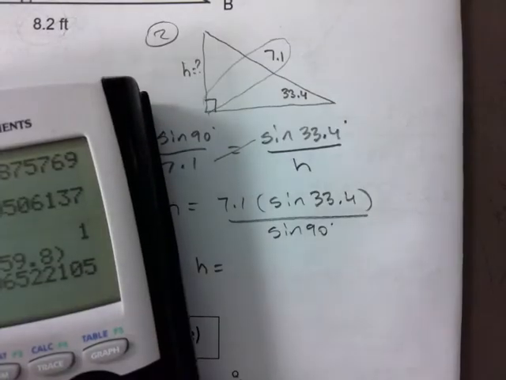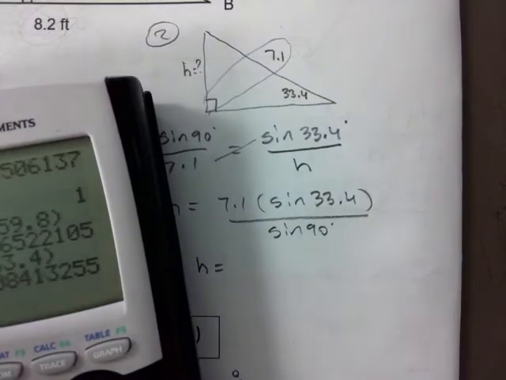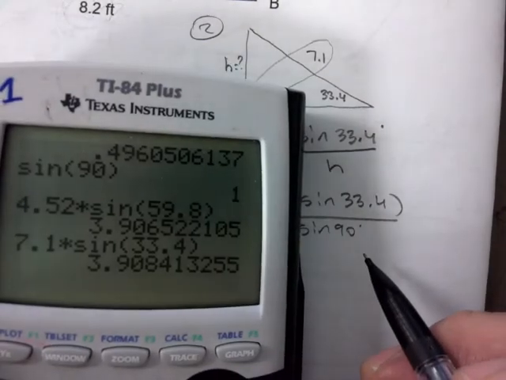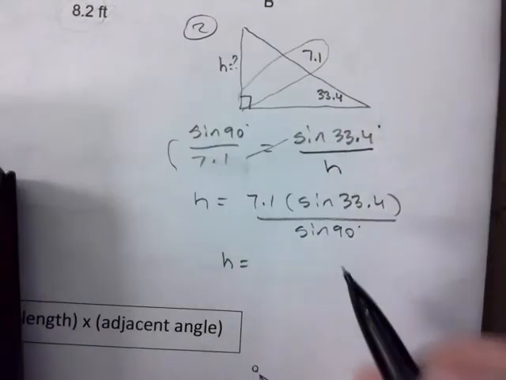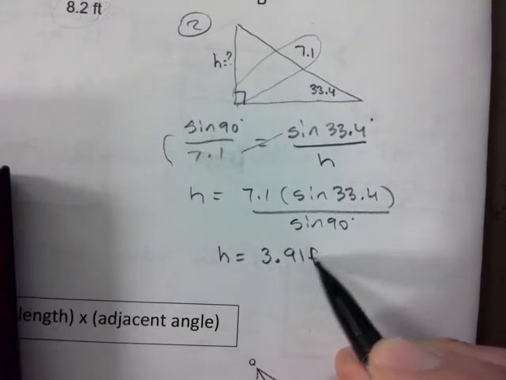Or else we have a problem. Yes, it does work out. I got 3.908, which turns out to be 3.91 feet.